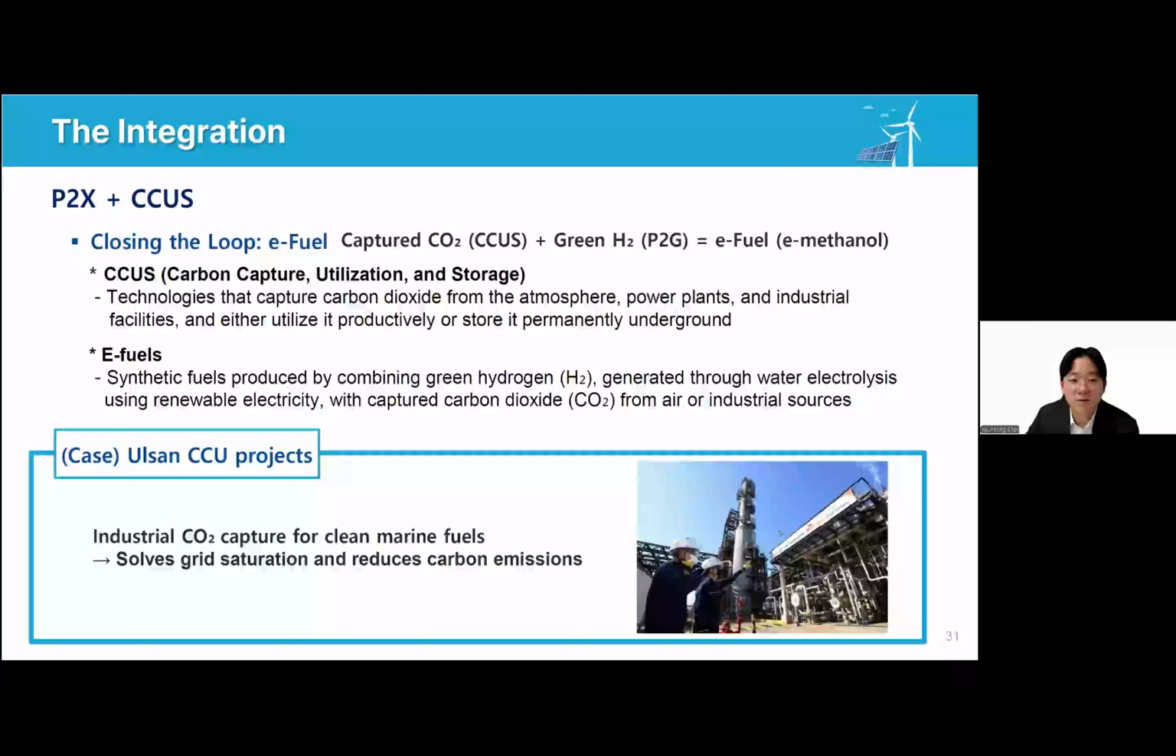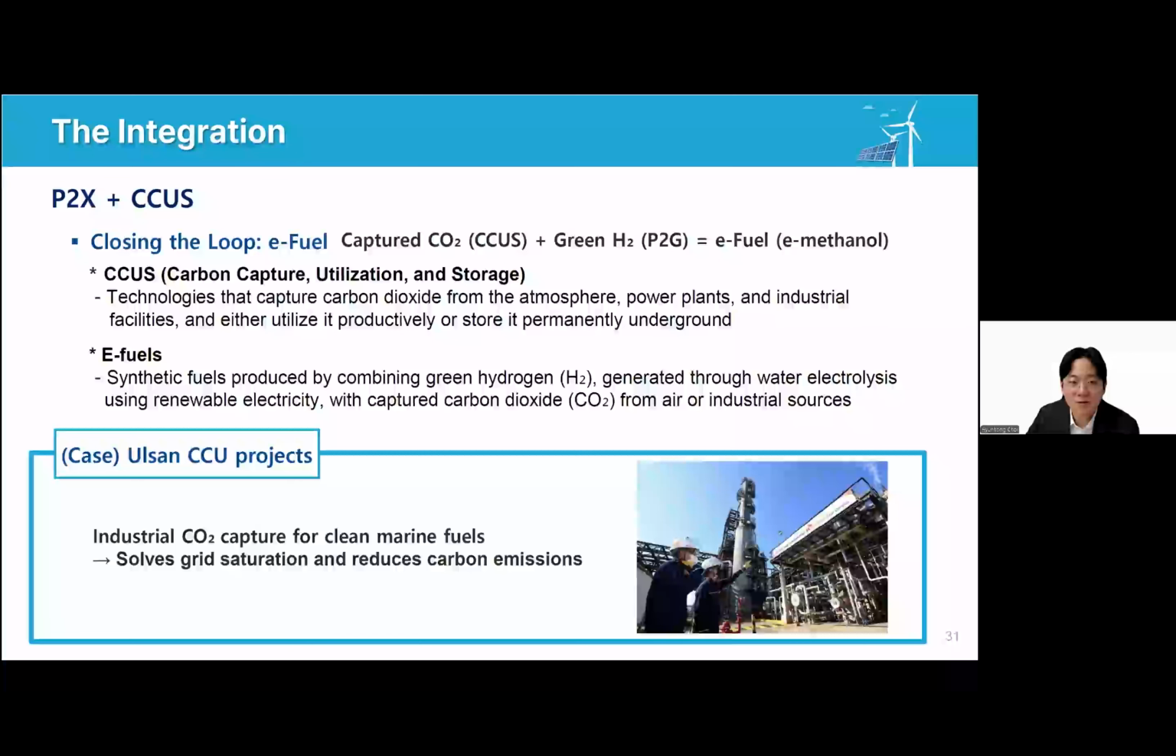Finally, I would like to introduce P2X combined with CCUS, carbon capture, utilization, and storage. So CCUS technologies capture carbon dioxide from the atmosphere, power plants, and industrial facilities, and either utilize it productively or store it permanently underground. By combining green hydrogen with captured industrial CO2, we can produce environmentally friendly e-fuels like e-methanol.